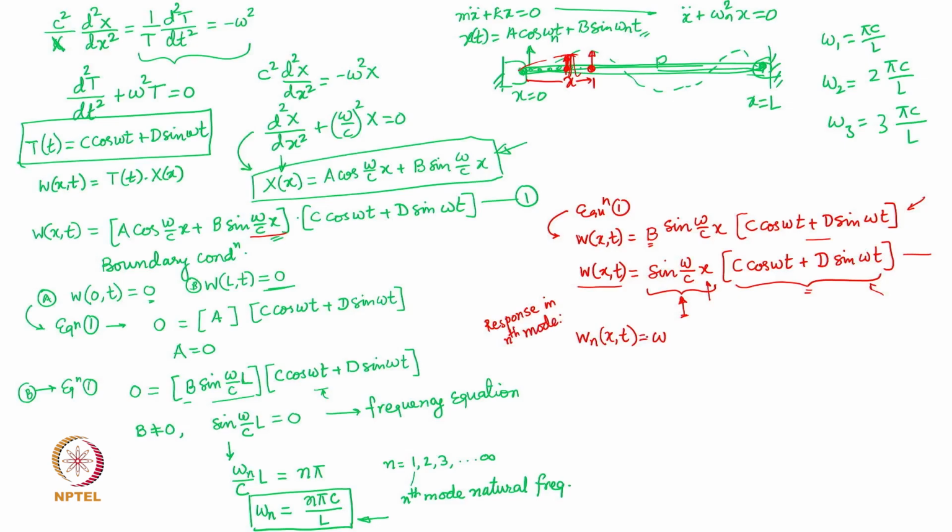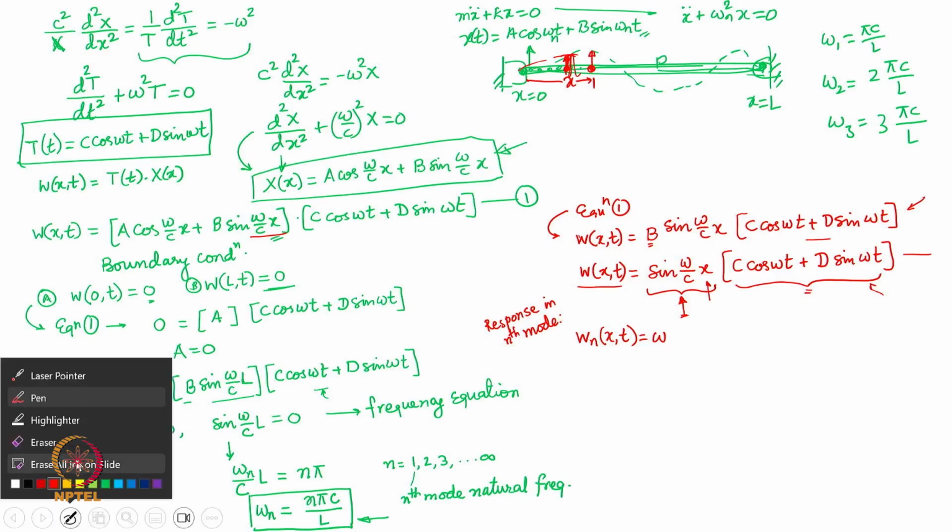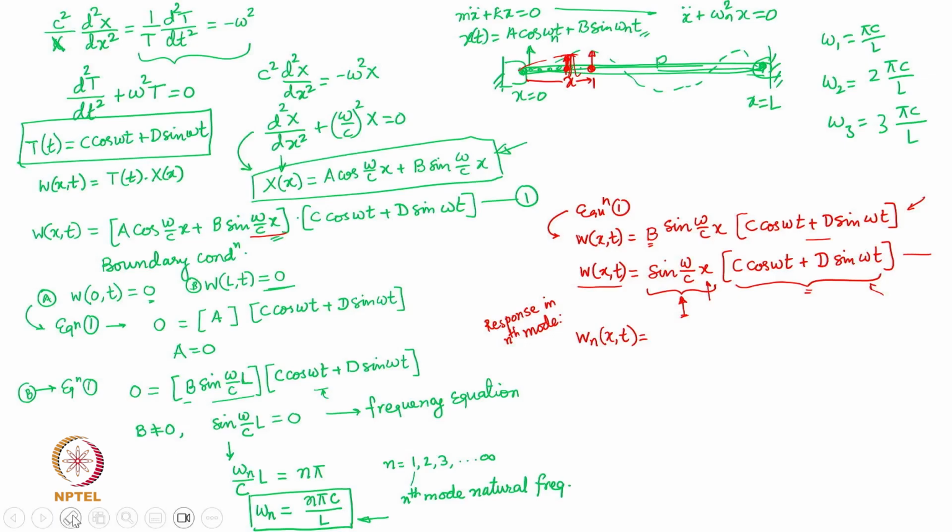Is going to be w_n(x, t), which is going to be the response in the nth mode as sin(omega_n x / c) into, and of course you have C cos(omega_n t), and in fact I can write these two constants as C_n and this constant as D_n sin(omega_n t). Okay.